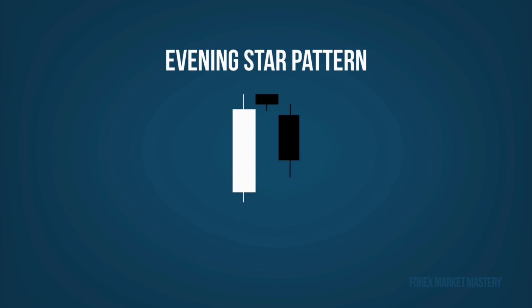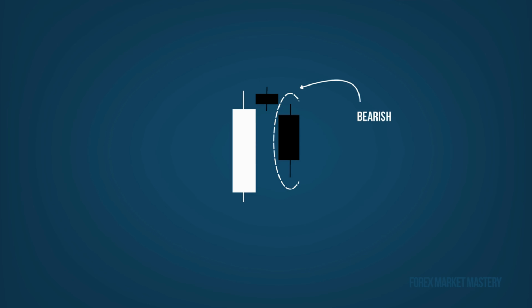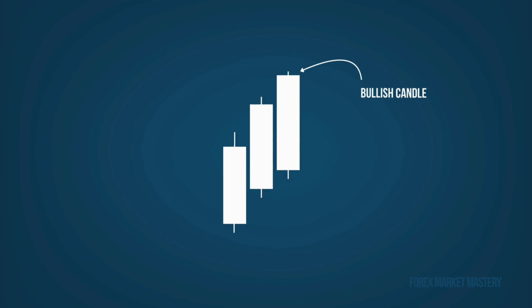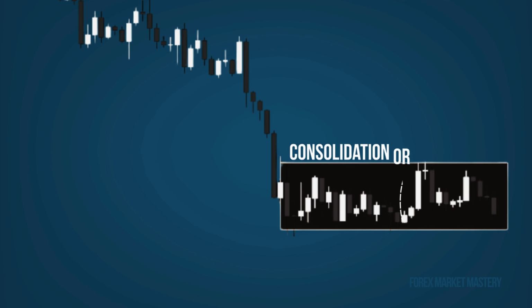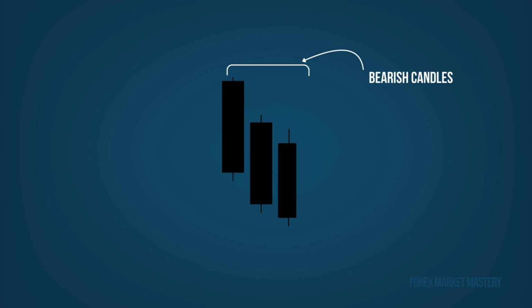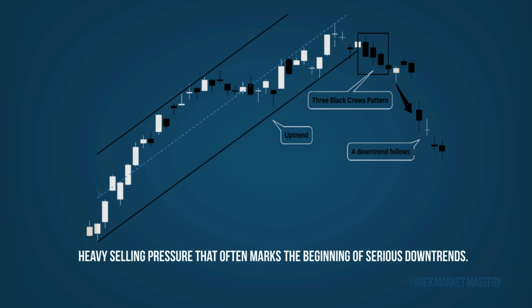The evening star is the bearish version. Strong bullish candle, small indecision, strong bearish candle. This appears at tops and signals reversals to the downside. Three white soldiers. Three consecutive strong bullish candles, each closing higher than the last with small wicks. This is relentless buying pressure. When you see this breaking out of consolidation or off support, the trend is strong. Three black crows is the opposite. Three consecutive bearish candles grinding price down, heavy selling pressure that often marks the beginning of serious downtrends.